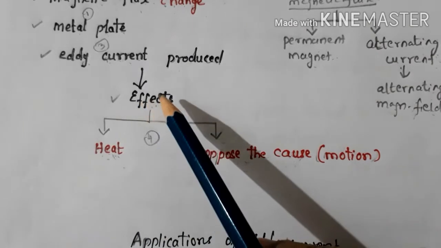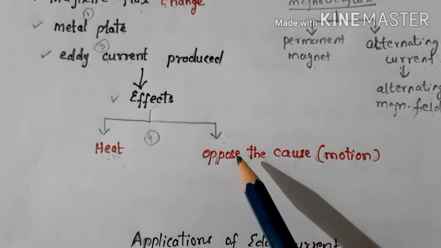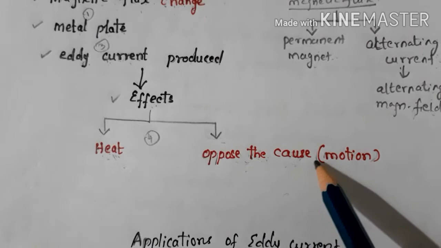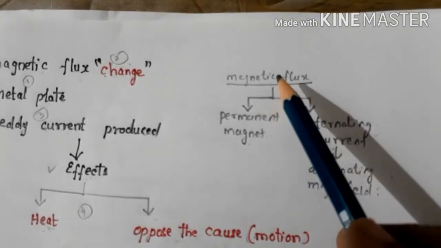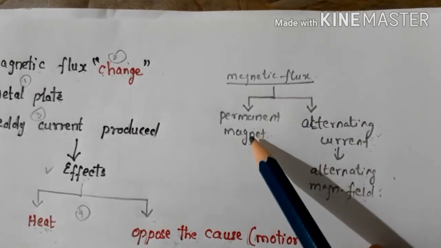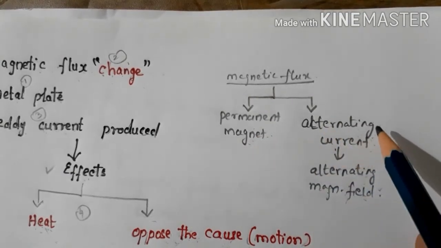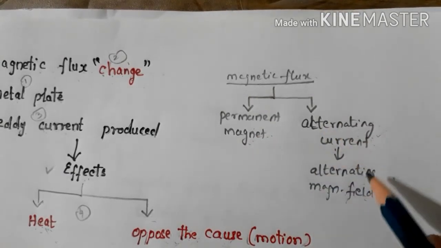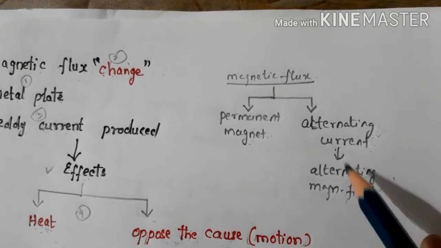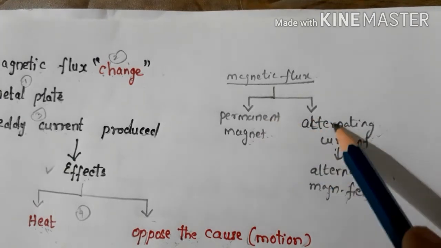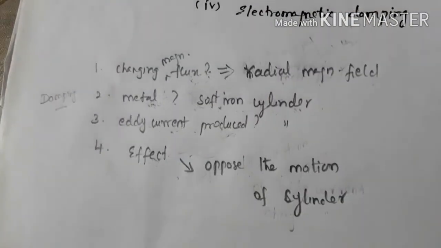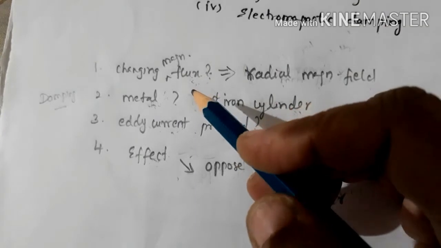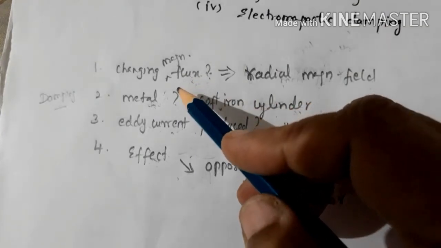Eddy current produces a heating effect, and also it will oppose the motion of the cylinder or metal disc. You have to apply one of the effects. And the next thing you should know is that magnetic flux can be produced by a permanent magnet or by alternating current. This alternating current produces an alternating magnetic field. The source of the magnetic field must be either one of these. Right, and you try to answer these 4 questions so that you can get a clear idea about that application.